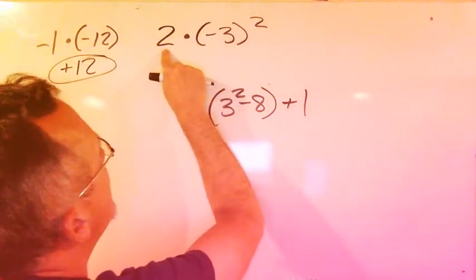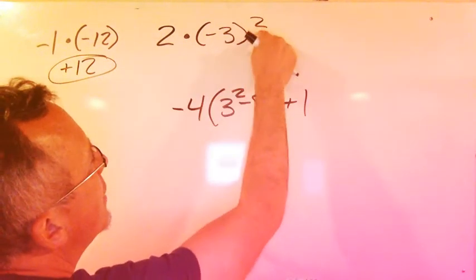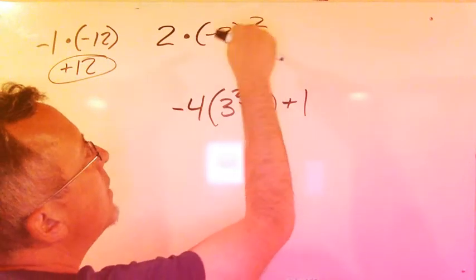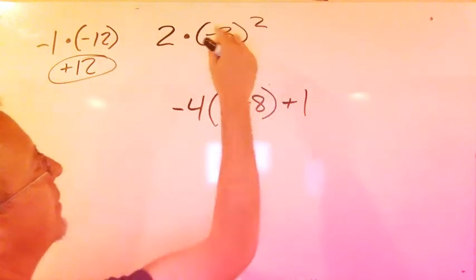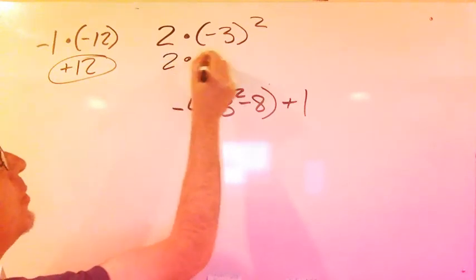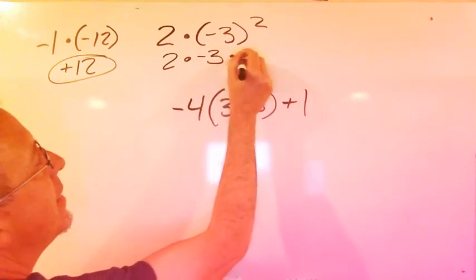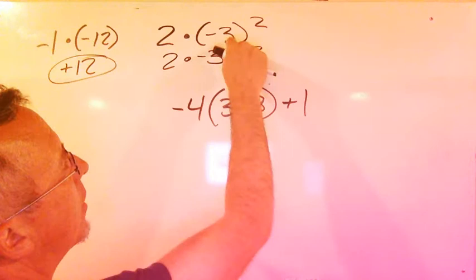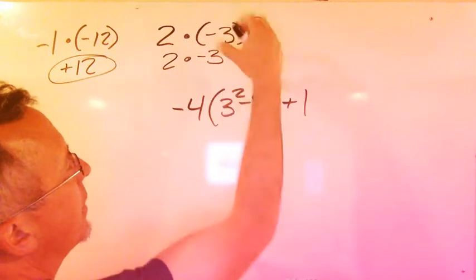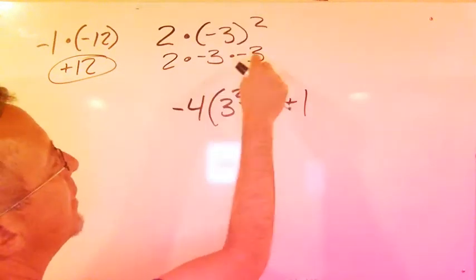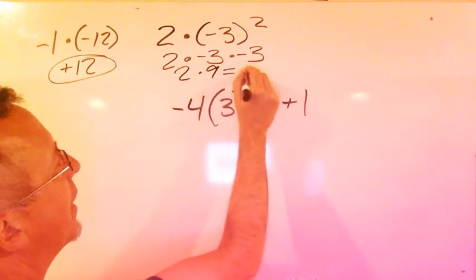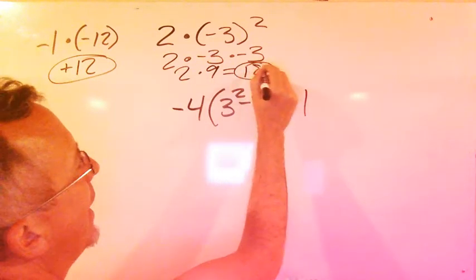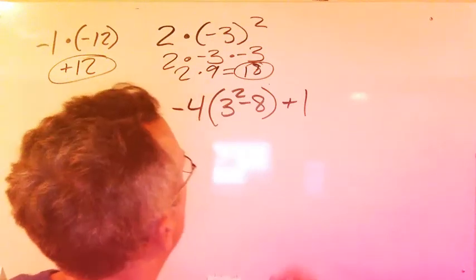Second one, 2 times negative 3 in parentheses squared. Now remember, when there are parentheses, the squared is going to affect everything in the parentheses. So it becomes 2 times negative 3 times negative 3, because the negative is within the parentheses. So negative 3 times negative 3 is positive 9. 2 times positive 9 equals 18. Answer to the second problem is 18.